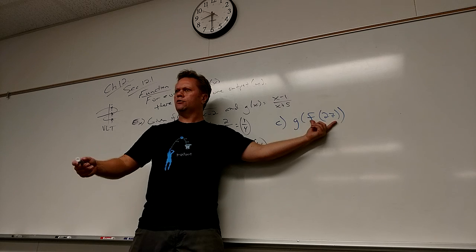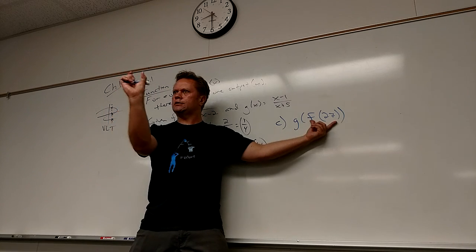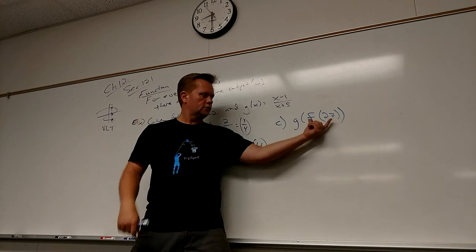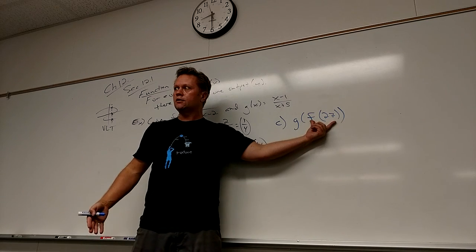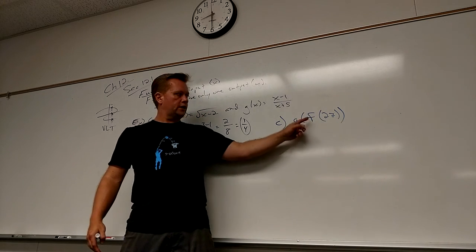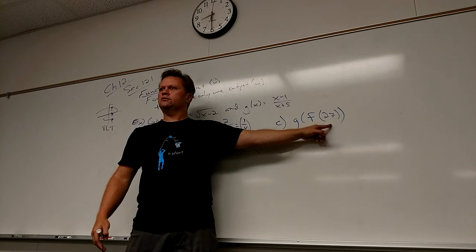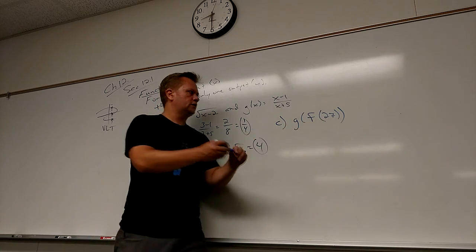So what do I always do with order of operations in the problem? I always do the innermost thing first. So I've got to know what f of 27 is. So it's like a two-step problem. There are two functions I want to use. How do I do f of 27?